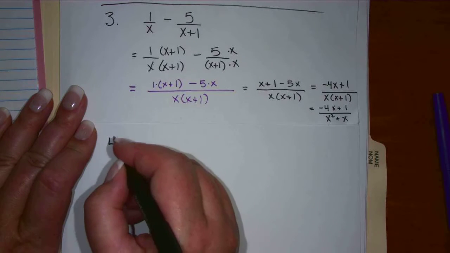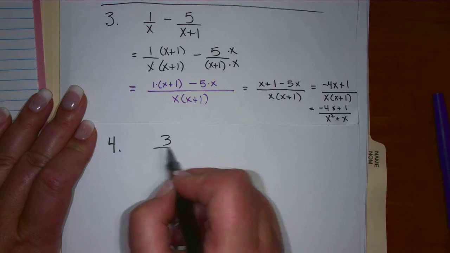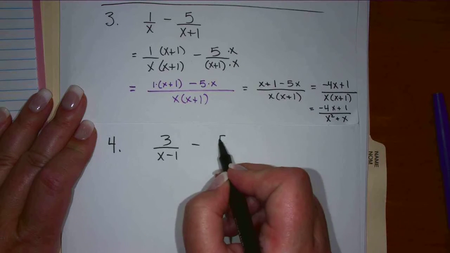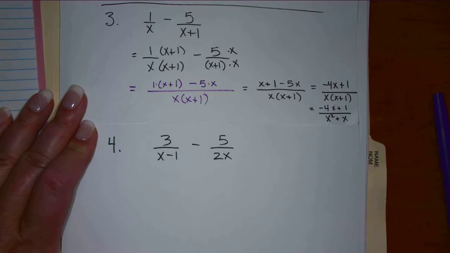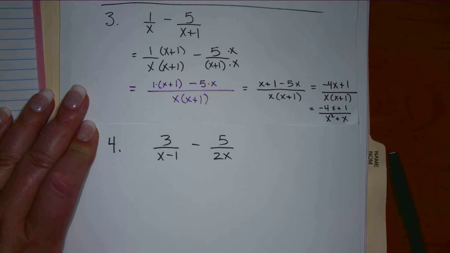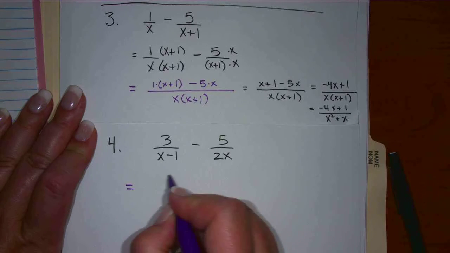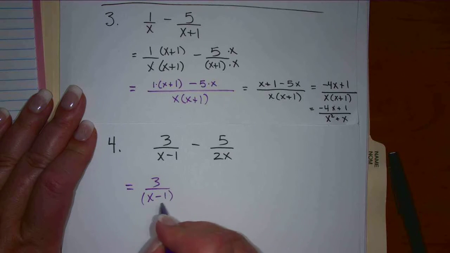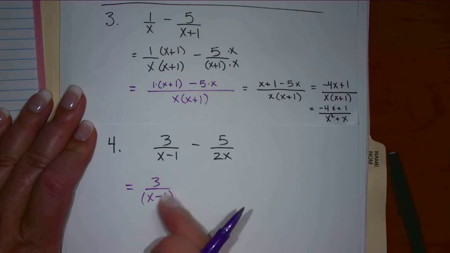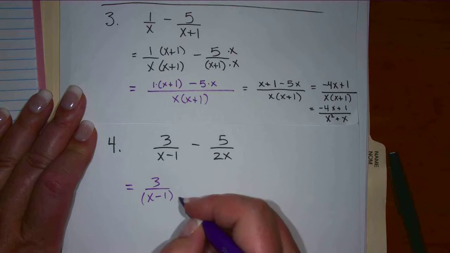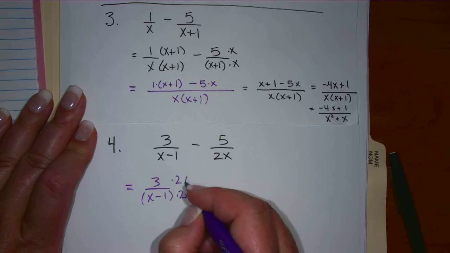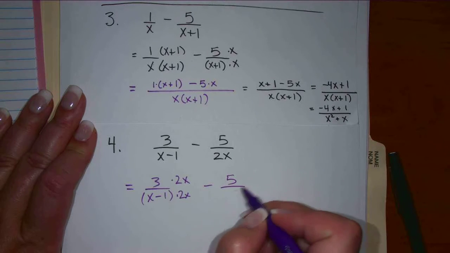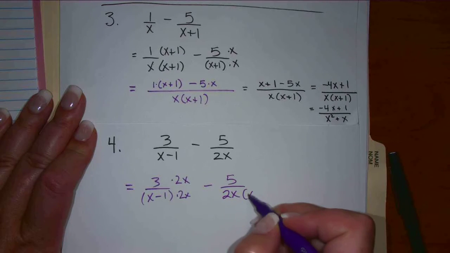Okay, 4. Same idea. So we've got two different denominators. We are going to multiply them to find the common denominator. So our first one, because that x minus 1 is two terms, it's separated by a plus or minus sign. There's a minus sign in there. Put it in a bracket. We're going to multiply by 2x. And the second one, we're going to multiply by x minus 1.